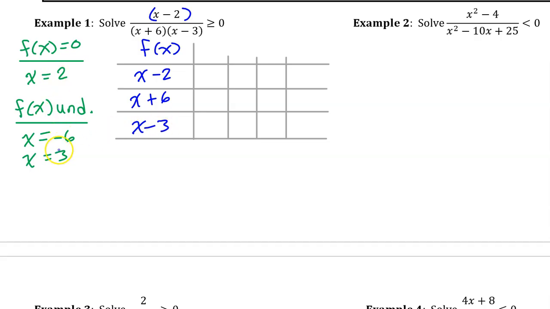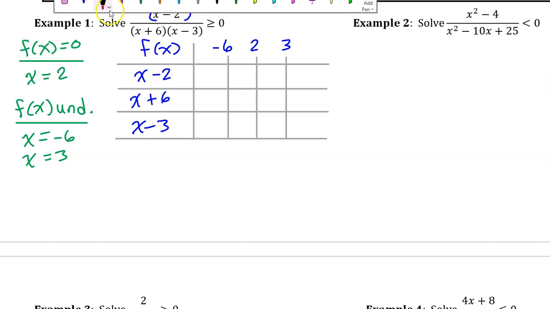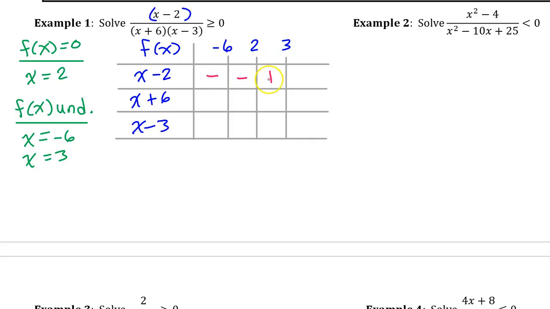We will list these critical values across the top in order. This is a number line. So least to greatest. So we have -6, and then 2, and then 3. Next, we need to decide whether these factors are positive or negative in each interval. The factor of x minus 2 gave us the 0 of 2. So this is the only place where x minus 2 might change signs. If you think about it, x minus 2 is negative to the left and positive to the right.